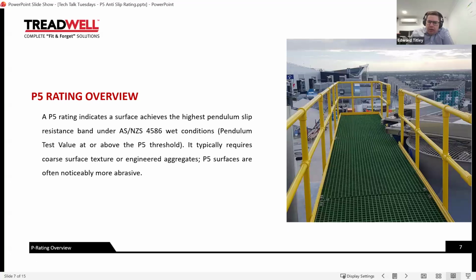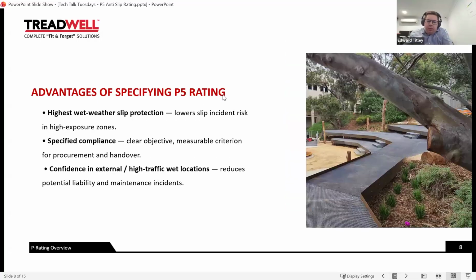With FRP, these classifications apply in both directions. So, shall I call it north, south, or east, west? There's no need to orient the product in a particular way from a slip resistance perspective. So you can walk north, south, or east, west along a structure, and the slip resistance is going to be the same in both directions. So that's a P5 rating.